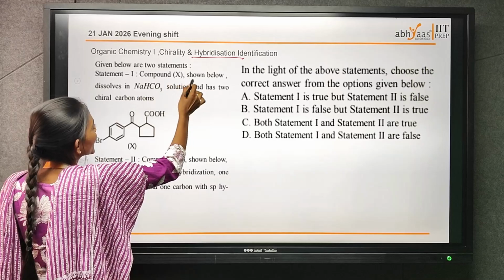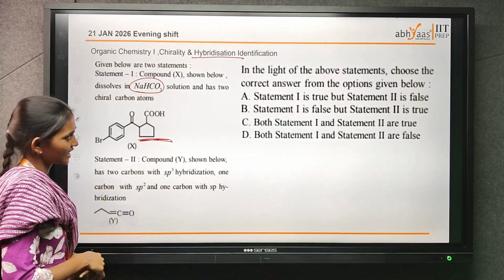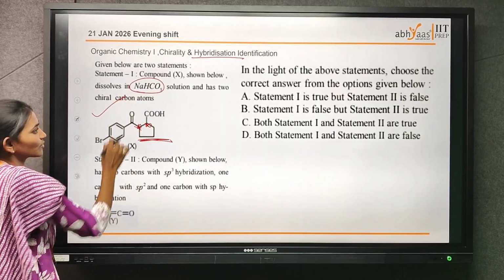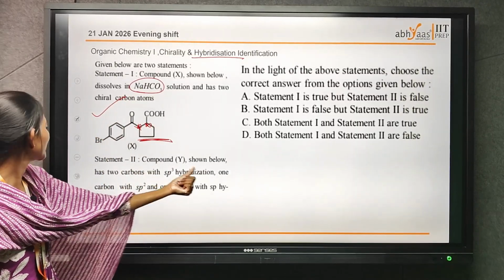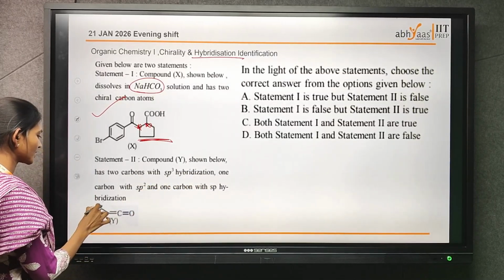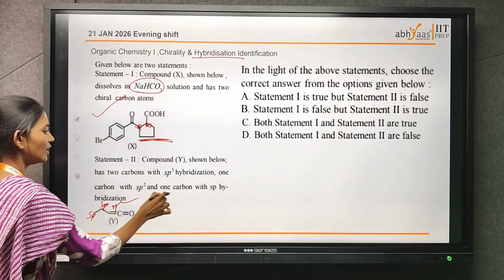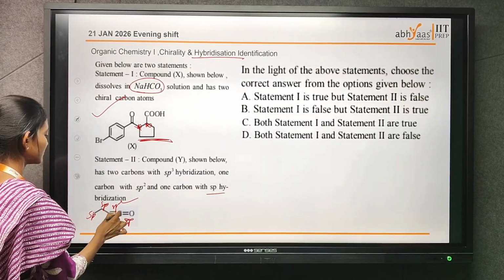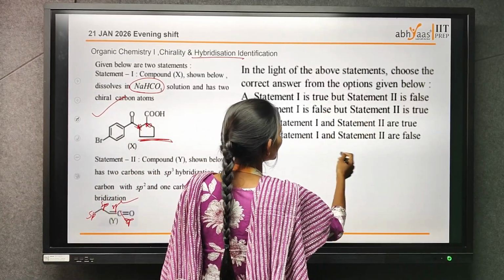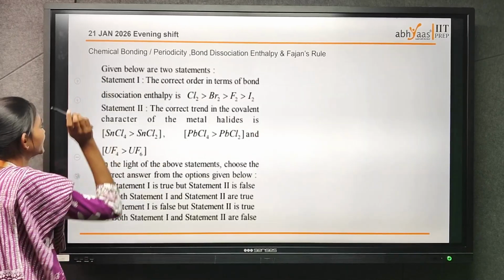And this question is from hybridization. So the statement: compound X shown below dissolves in sodium bicarbonate, yes, and has 2 chiral carbons. Here you are having, here you are having. Yes, the option will be right. Statement 2: compound Y shown below has 2 carbons with sp3 hybridization. This is sp3, this is sp3, yes, and one with sp2 and sp hybridization for carbon. So both statements will be correct. So statements 1 and 2 will be true. Not that lengthy, a moderate one.